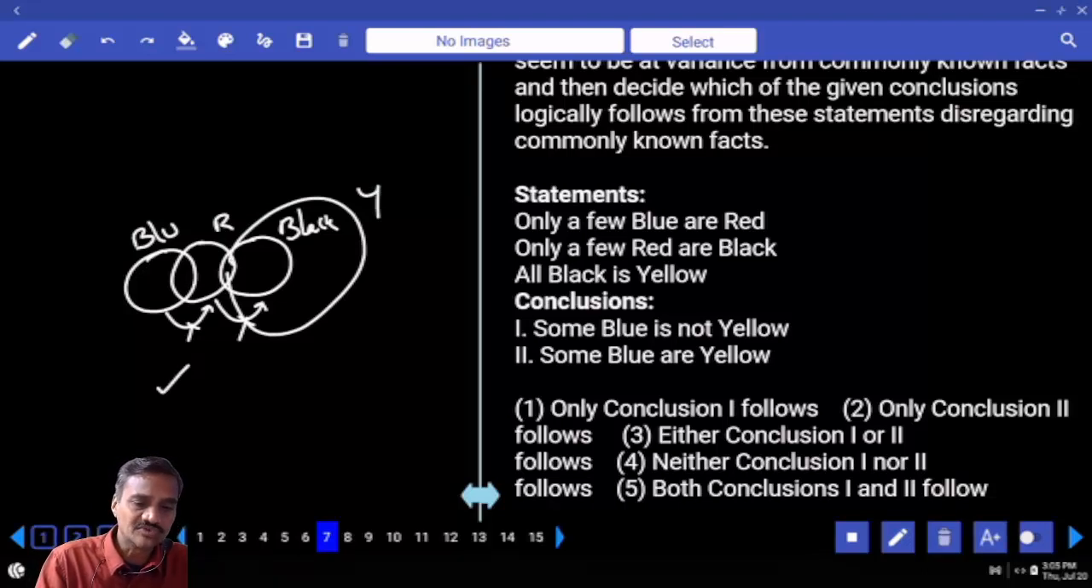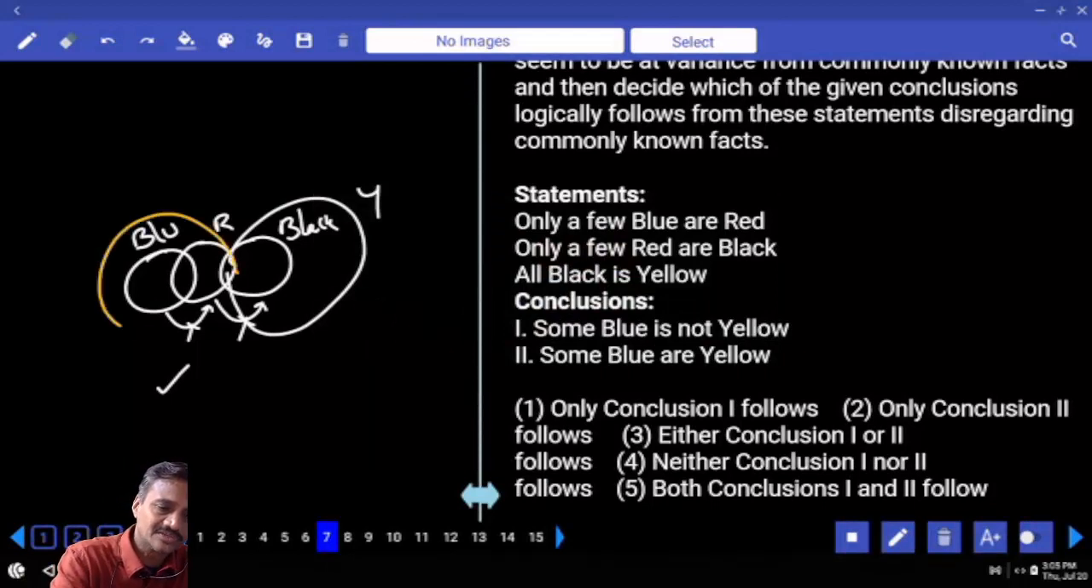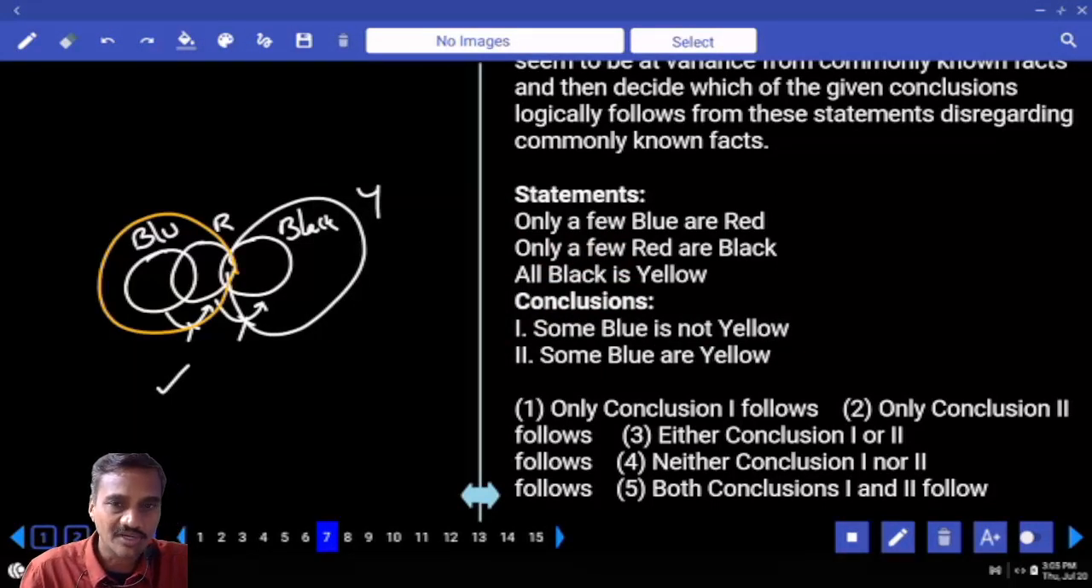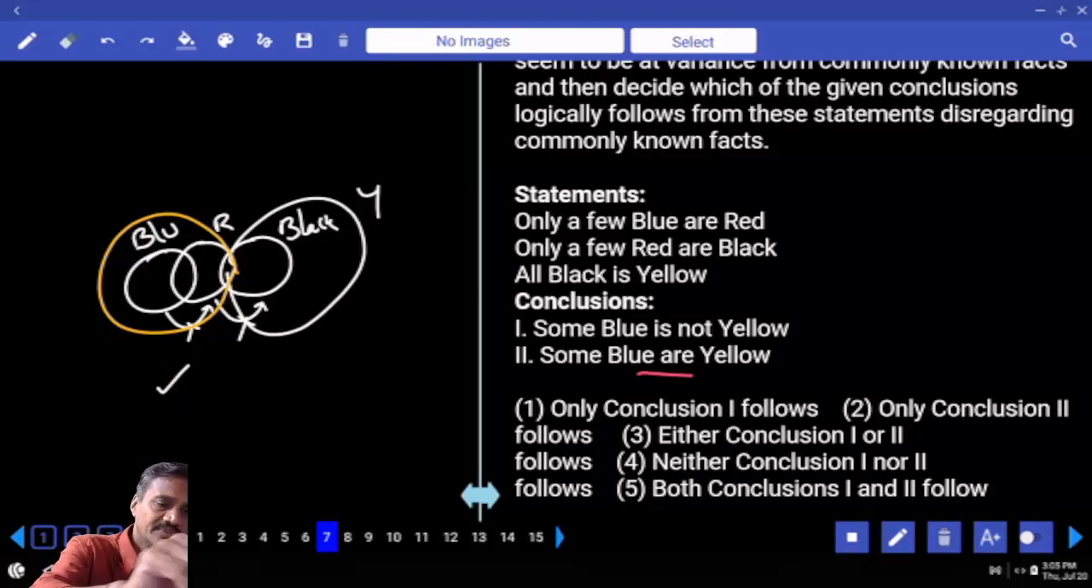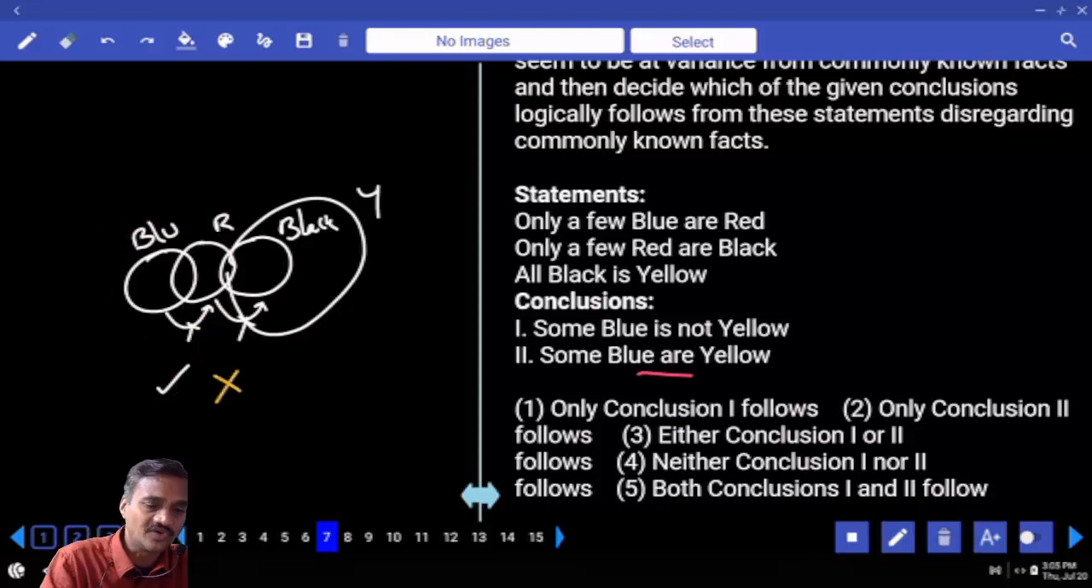Now to make this one false, I need to prove all blue are yellow. All blue are yellow, we can definitely prove that one by drawing the statement like all blue are yellow. Hence alternate diagram true, previous conclusion false. Isn't it? And some blue are yellow. Now as of now, in the basic diagram, now some blue are yellow has become false.